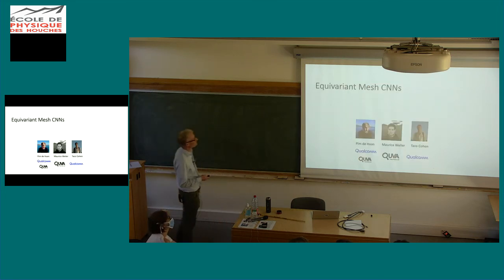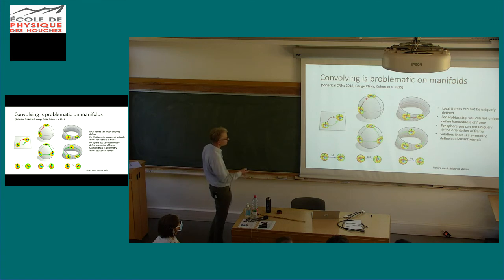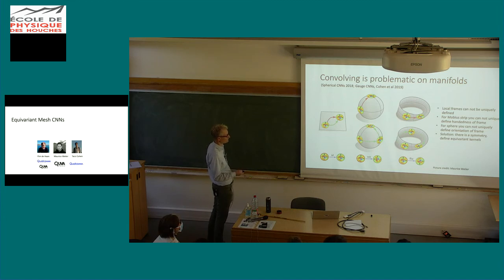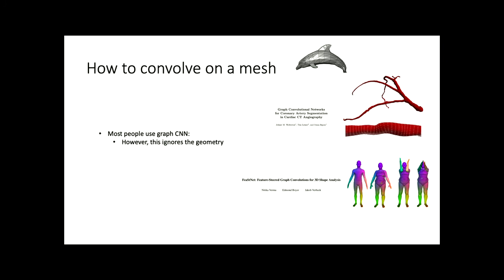So, okay. What I want to talk about now is equivariance messiness. How are we going to do convolutions on these curved objects? We did have a paper which looked at the continuous case, but that's not very practical. So we want to turn this into a practical tool. And so how do we do our convolutions on a mesh?